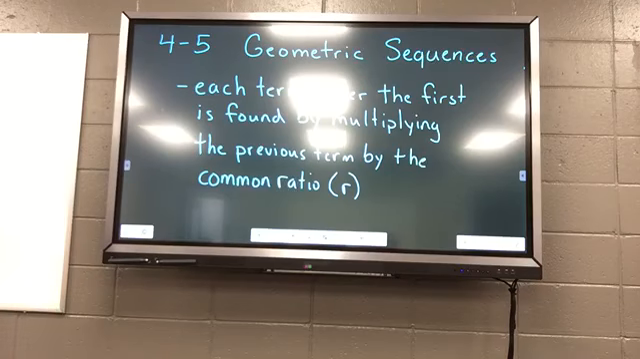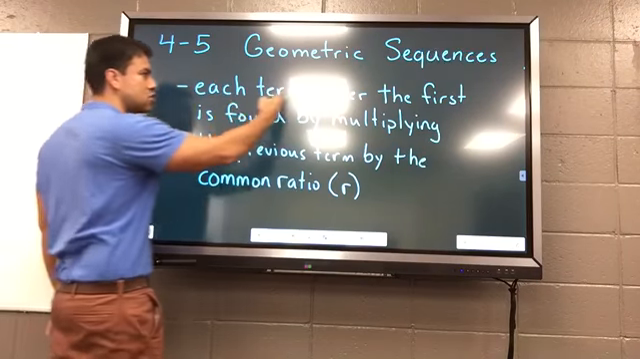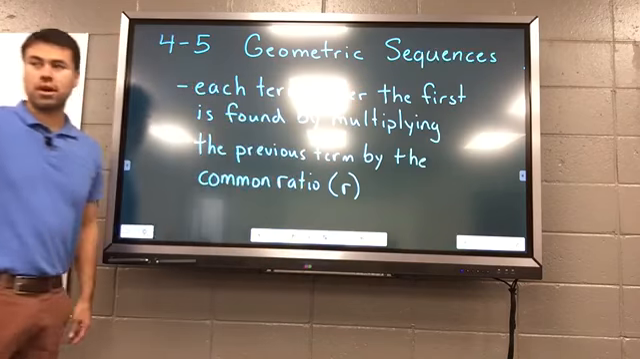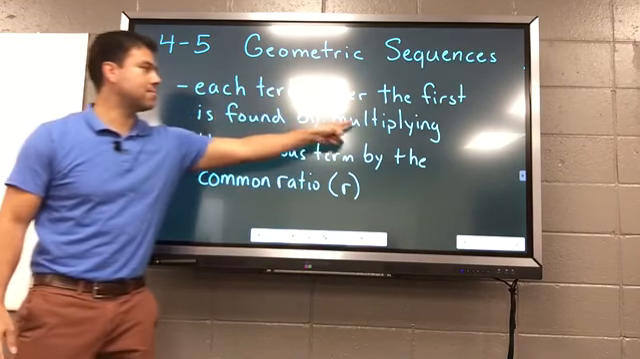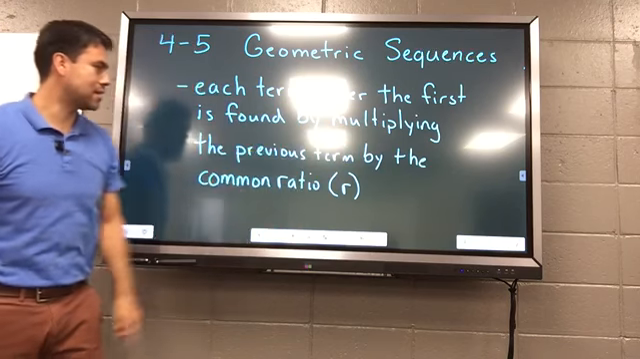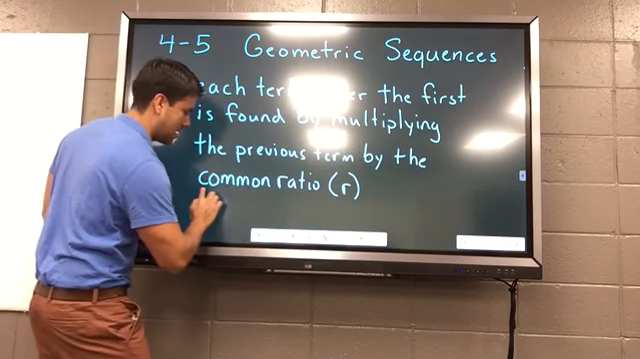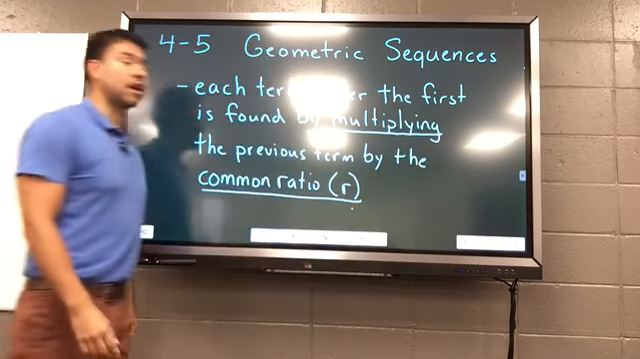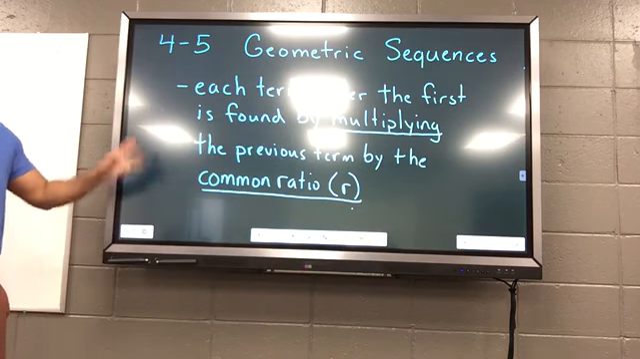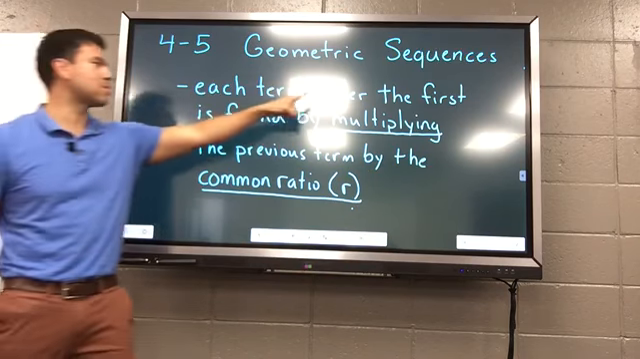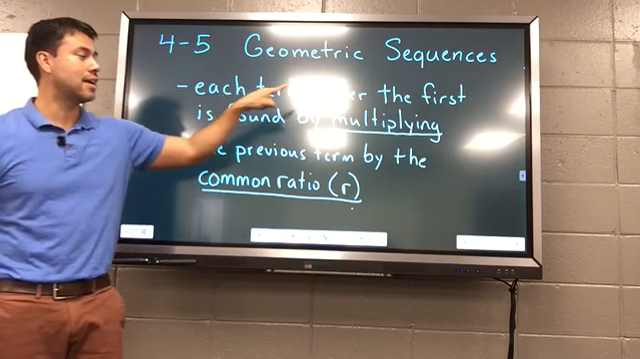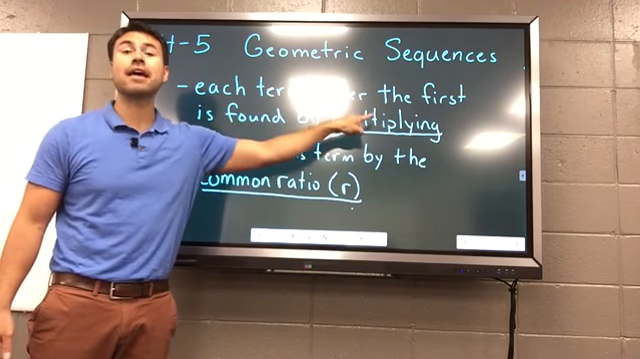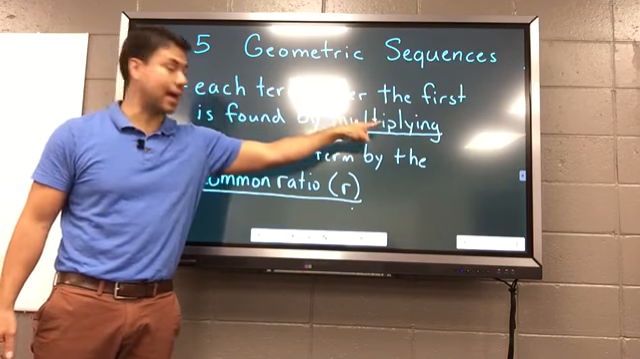Sequences, and this is the definition. Each term after the first, so you start with 1, is found by multiplying the previous term by the common ratio. So does anyone remember the arithmetic sequence definition? It's almost the same thing. Each term after the first is found by not multiplying but adding the previous term by the common difference.